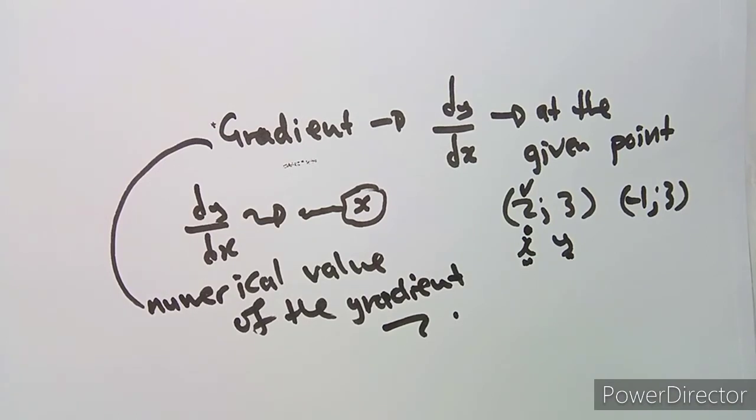dy dx is a gradient expression, an expression that represents the gradient, but substituting the value of x gives us the numerical, actual value of the gradient. So what am I trying to say? You'll be given this. So how do you apply this? That will be the gradient that you'll be given. Let's take for example this one.